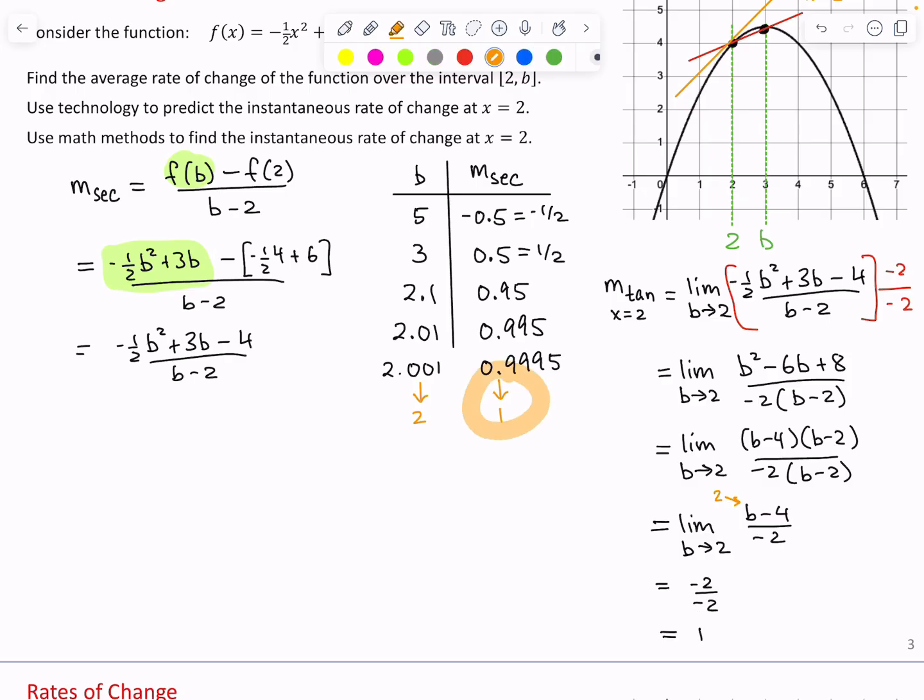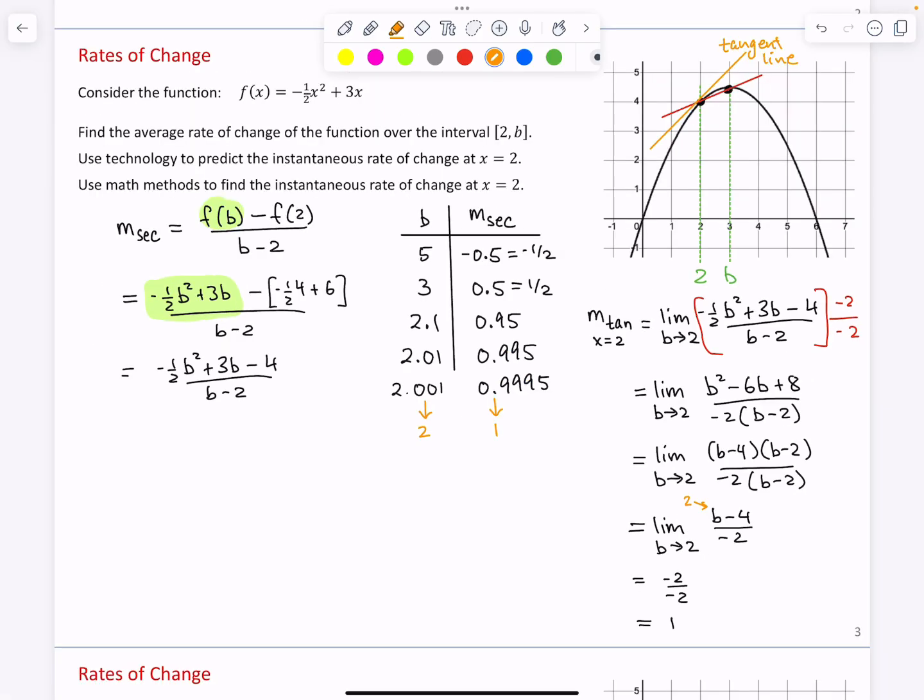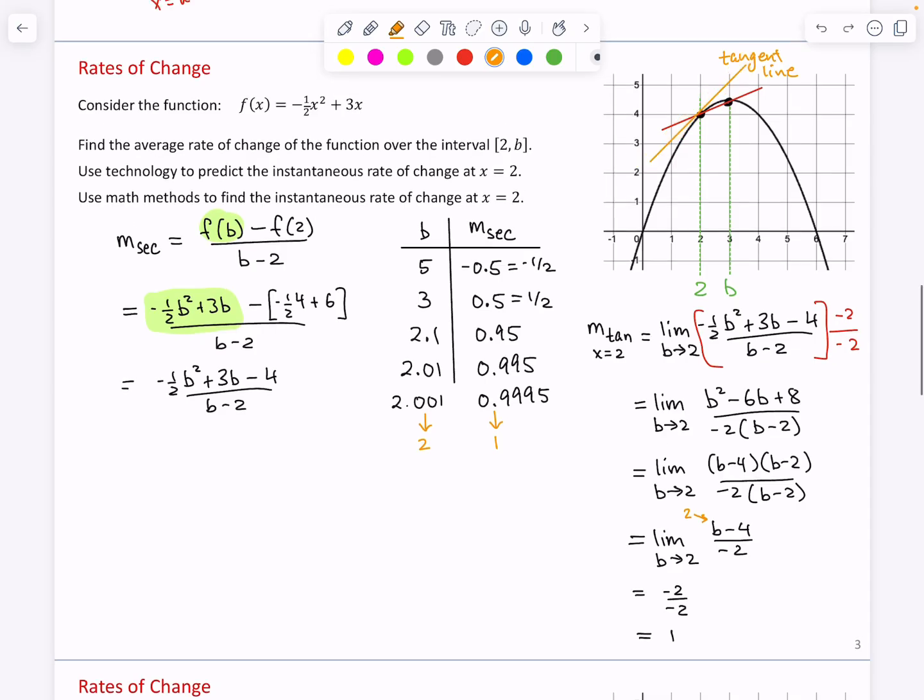That confirms my assumption over here that the slopes were getting closer to positive 1, and it doesn't seem to contradict the tangent line I was able to imagine ahead of time. It appears to have a slope of around 1, and it does have a slope of 1. Okay, on the next page, we're going to do the same problem, but we're going to use the alternate approach.